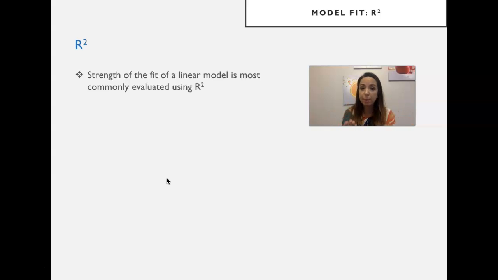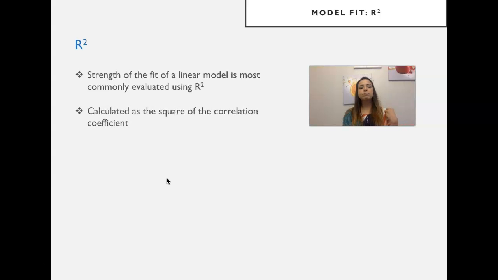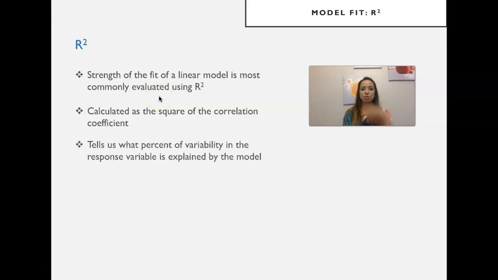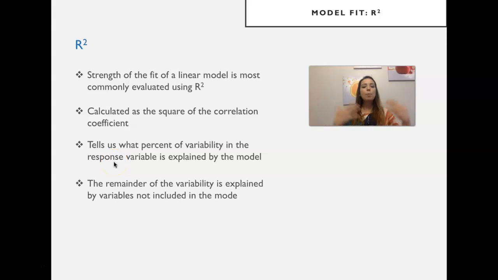And you can compute a measure of model fit, which is R square. It's the square of the correlation coefficient. And that gives us the strength of the fit of a linear model. Again, it's calculated just as a square of the correlation coefficient. You just square it. And it tells us what percent of variability in the response variable is explained by the model, compared to how much it's not explained, right? The deviations from the line.